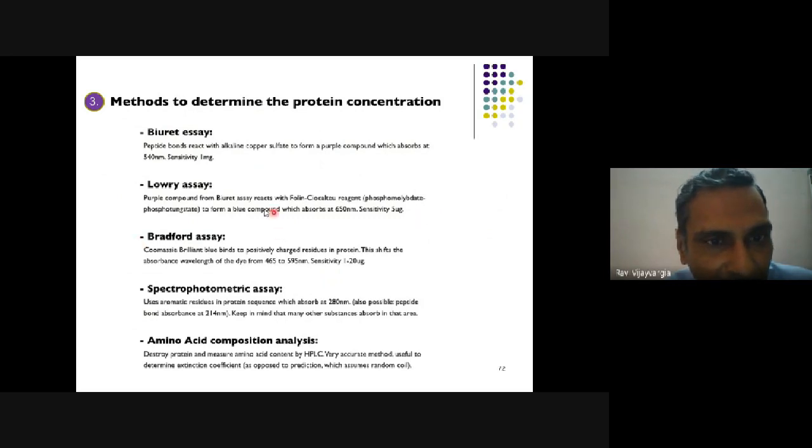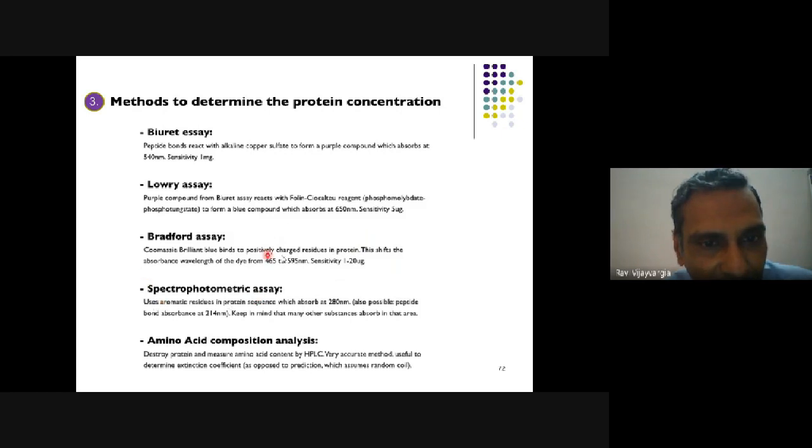Then there is the Bradford assay, in which Coomassie brilliant blue, the dye, binds to the positively charged residues of the protein, and thereby it also aids in quantification of the protein. And here also this is a sensitive method. You can estimate from 1 to 20 microgram of proteins by Bradford.